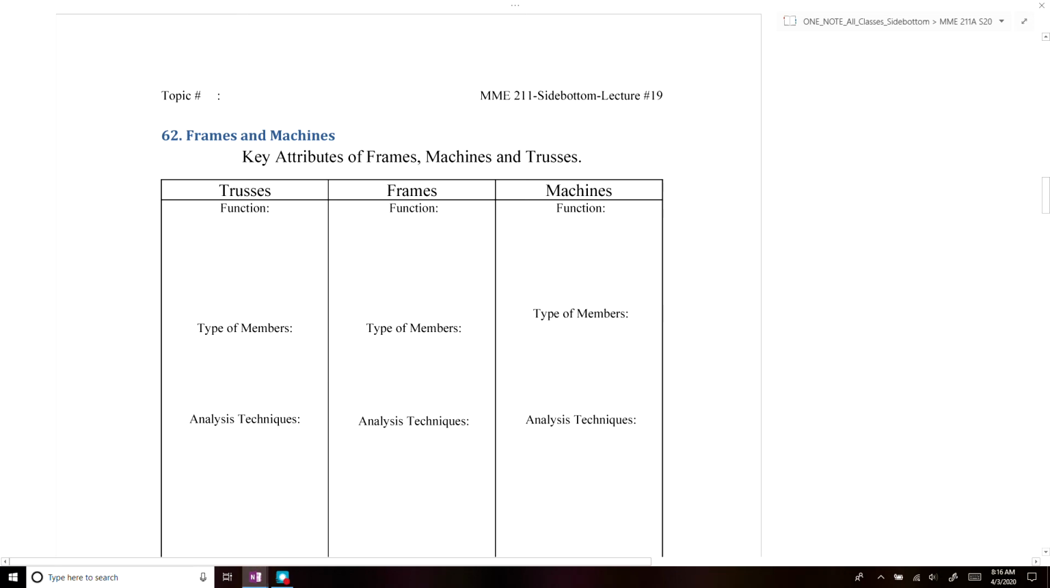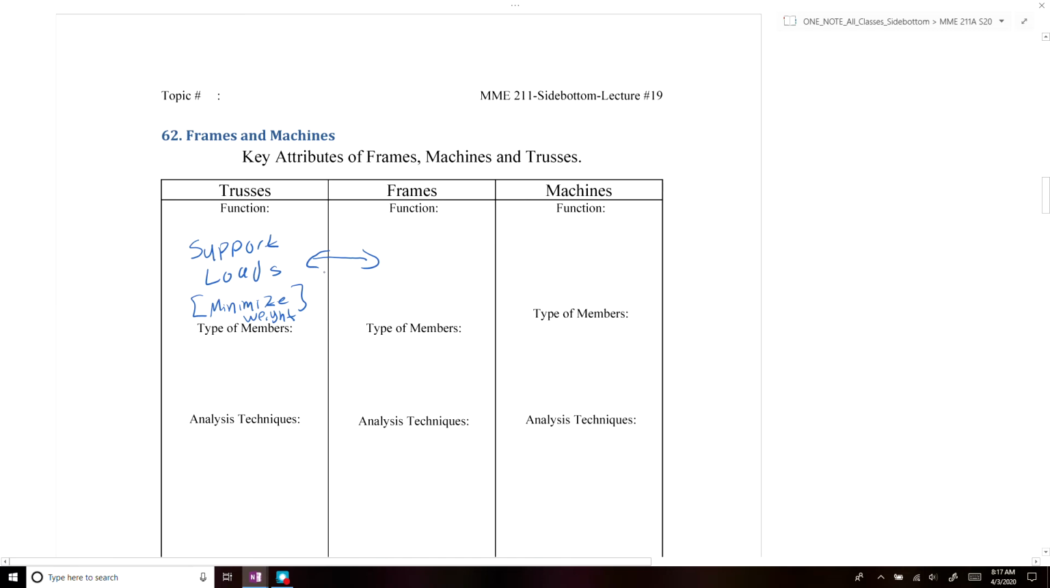So we're going to talk about the differences between a frame, a truss, and a machine. Trusses, frames, and machines all serve different functions. The primary function of a truss and a frame is to support load. They typically support loads, and the goal typically is to support a given load while minimizing the weight of the truss or the machine, all right, or of the frame. So both trusses and frames serve the same function.